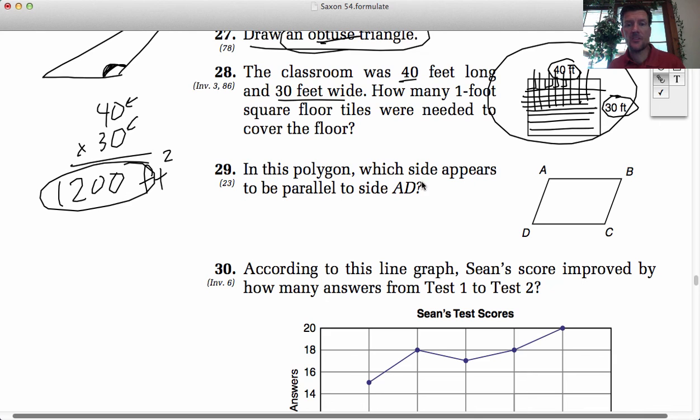In this polygon, which side appears to be parallel to side AD? So let's find AD. This is side AD. The side that's parallel to it, across from it here, would be side BC.